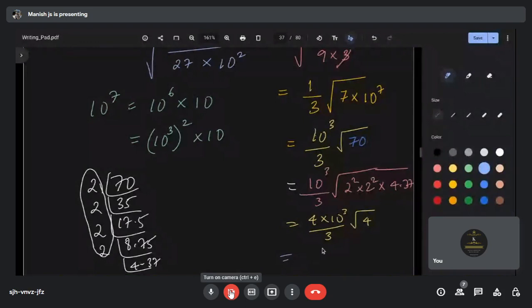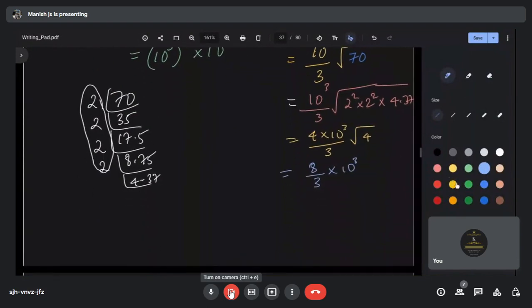So in that case 2 will come out. So 4 2s are 8 by 3 into 10 power 3. So 8 by 3 value 2.66. Correct? So this is 2.66 into 10 power 3 meters per second. So that's the answer. Approximate answer is not exact.